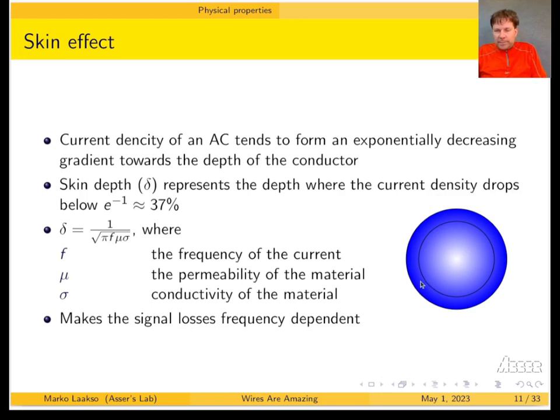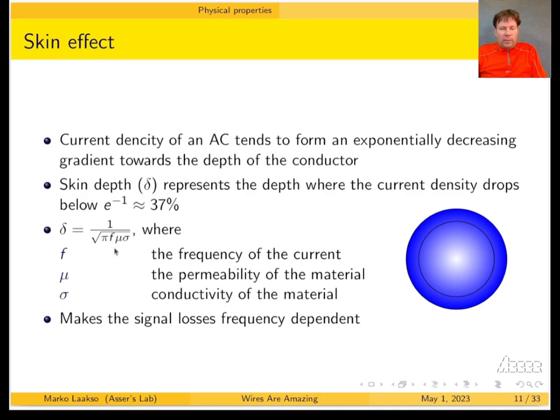So you have a higher conductivity, or more of the current flows here on the outer surface, and less current flows here in the depletion zone. The skin depth, this small delta, represents the depth where the current density drops below 37%.